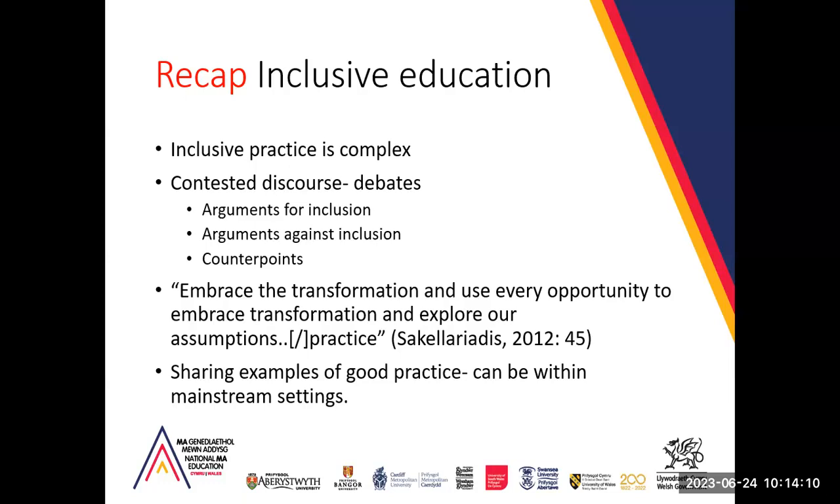But essentially, one of the things that was highlighted was that it's important to embrace transformation, explore assumptions and practices, and to continue work and develop those. One of the things that is particularly helpful in reaching that is sharing examples of good practice widely. And that's something that I hope you'll be doing within the group sessions today. As well, it was highlighted that aspects of good practice can be within mainstream settings. Several bits of research have highlighted that there's not one type of setting that is the most effective form of provision for supporting children with ALN in particular.